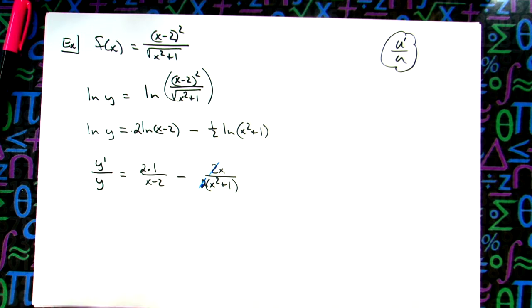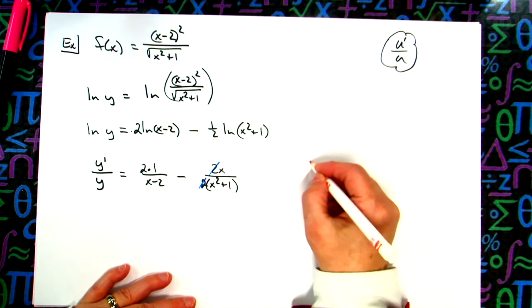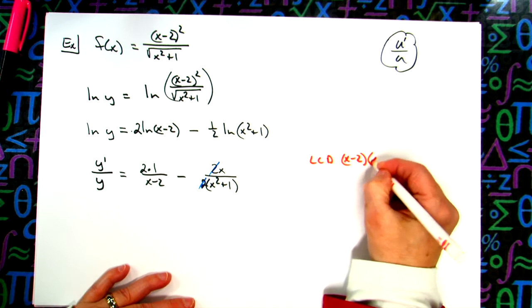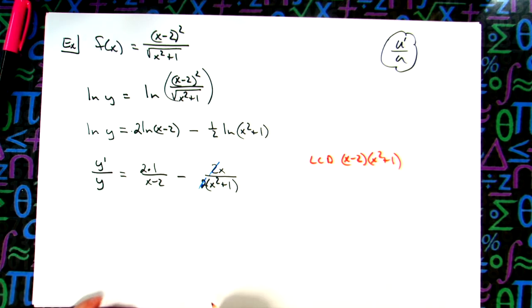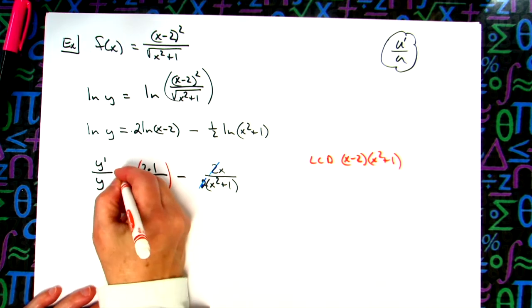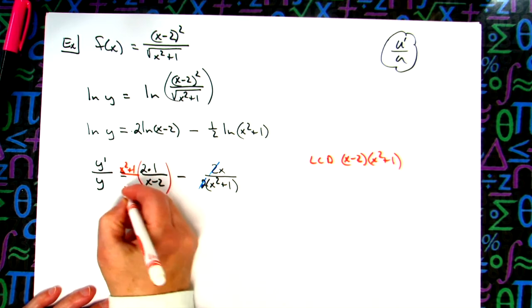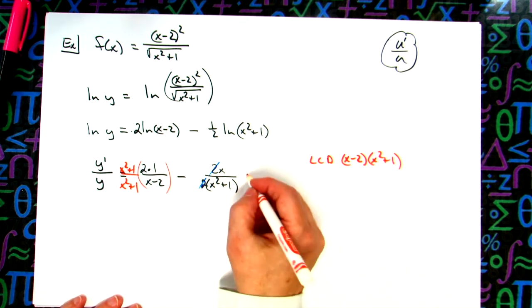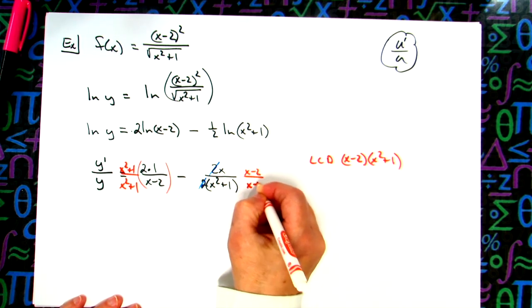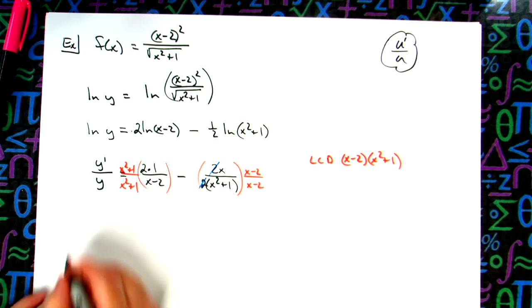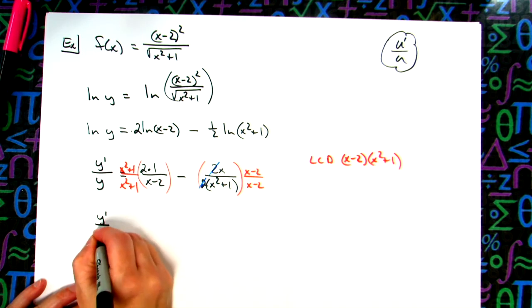Okay, so my least common denominator is going to be an x minus 2 times an x squared plus 1. That's my least common denominator. So this fraction needs to be multiplied by x squared plus 1 over x squared plus 1. This fraction has to be multiplied by x minus 2 over x minus 2. So I have to get those common denominators on that side. I'm still going to leave my y prime over y on this side.